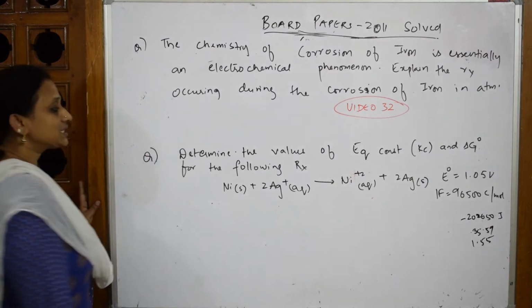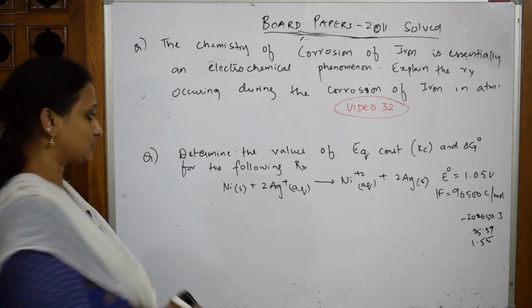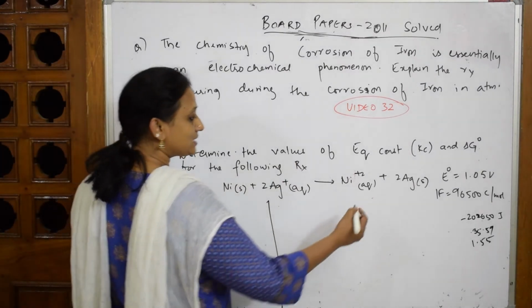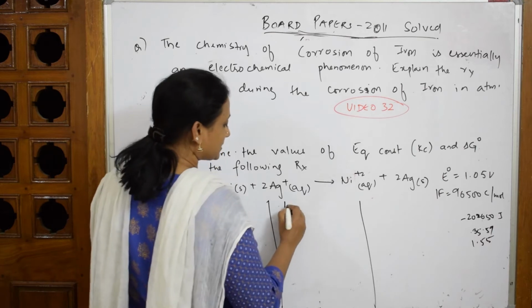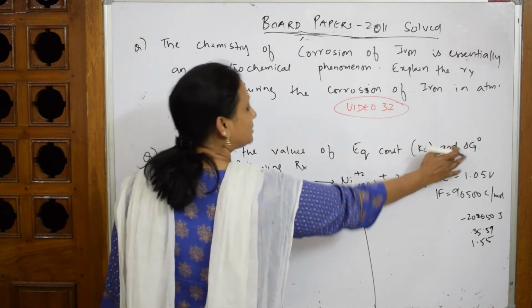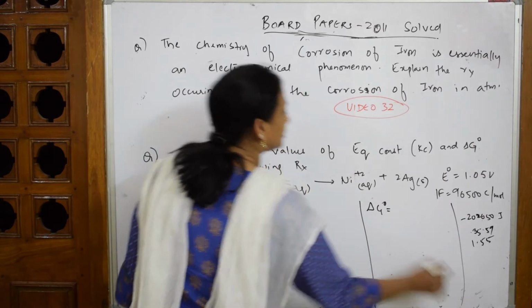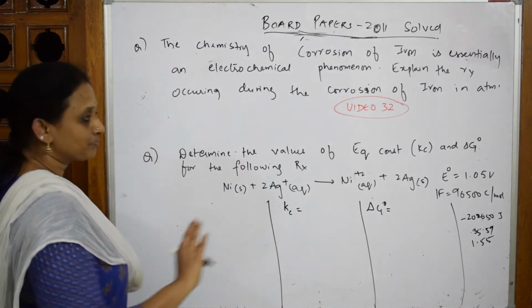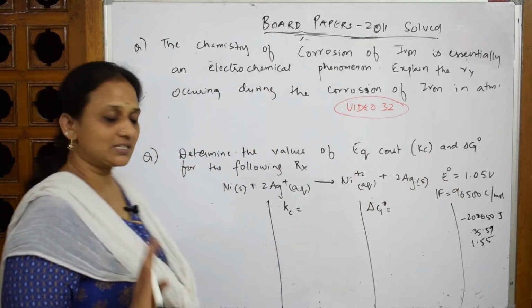Here in this particular question, they've given us: determine the values of equilibrium constant. They want me to find out equilibrium constant Kc, and also I should find out delta G naught. Both I need to find out. For the following reaction, only the reaction is given to me. The electrode potential, E naught cell, is given to me.